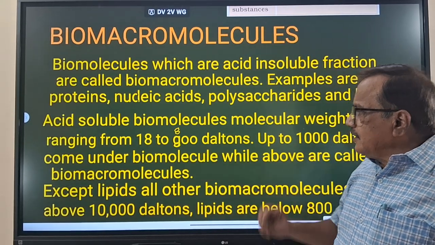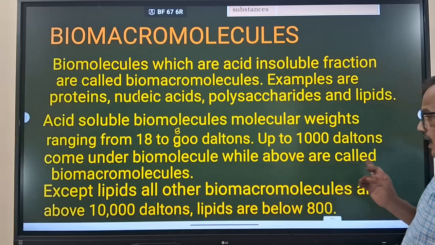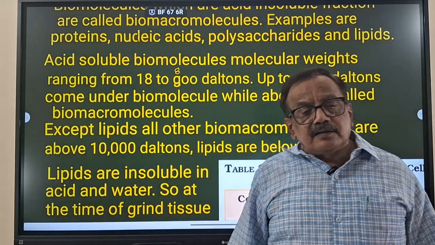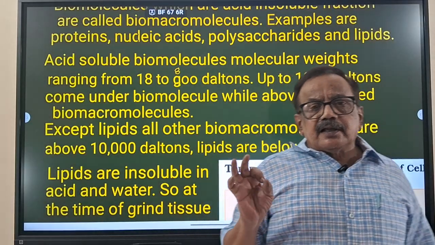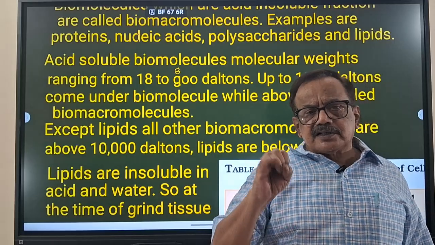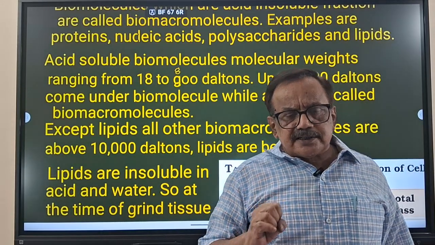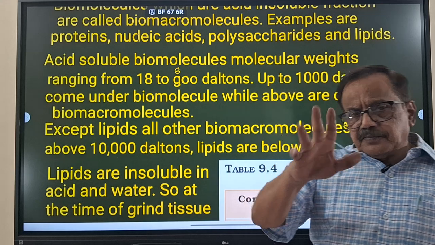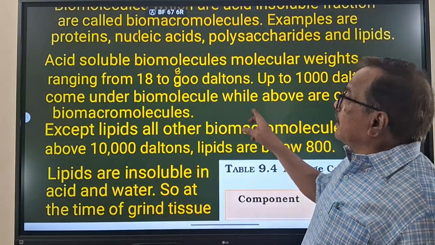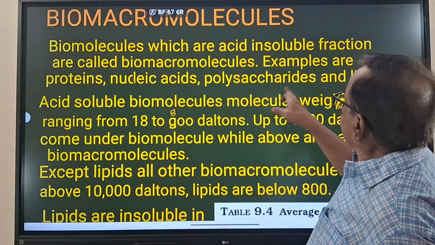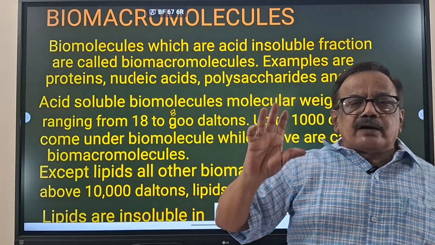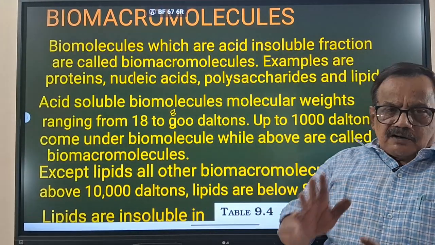Whenever we are seeing the above, there are four types which I did: proteins, lipids, polysaccharides, and nucleic acids. Now you see here, proteins, nucleic acids, and polysaccharides, these three are the actual biomacromolecules. Lipid is not. Why?